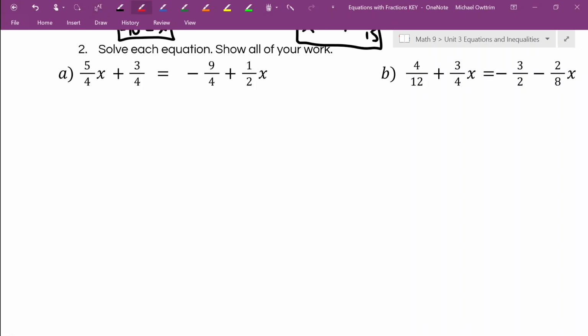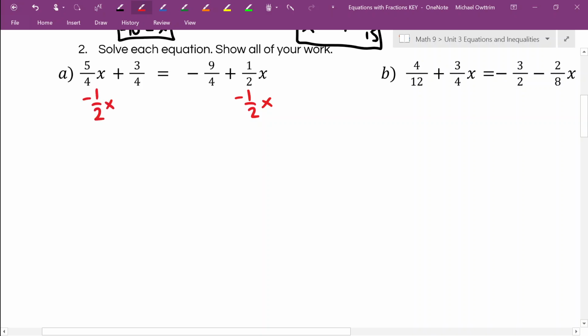Step 2 is to collect your positive x's. So we want to leave the x's that have the larger coefficient. We want to cancel the x's that have the smaller coefficient. So if we take a look at our coefficients here, both of them are positive, but 5/4 is bigger than 1/2. 5/4 is obviously bigger than 1 whole, which is bigger than a half. So I want to cancel the 1/2 x on the right side, and the opposite of plus 1/2 x is minus 1/2 x, which I'll do to both sides of the equation.